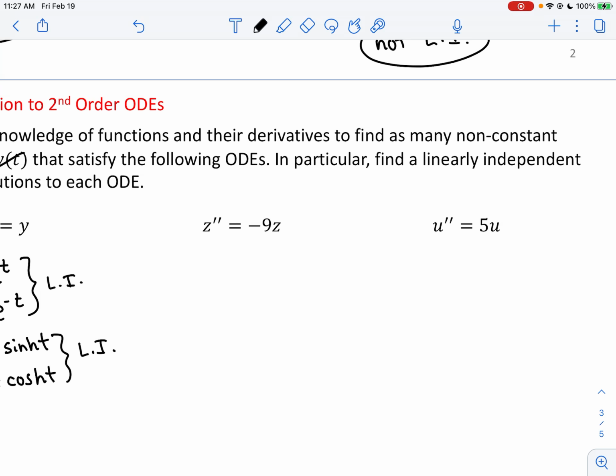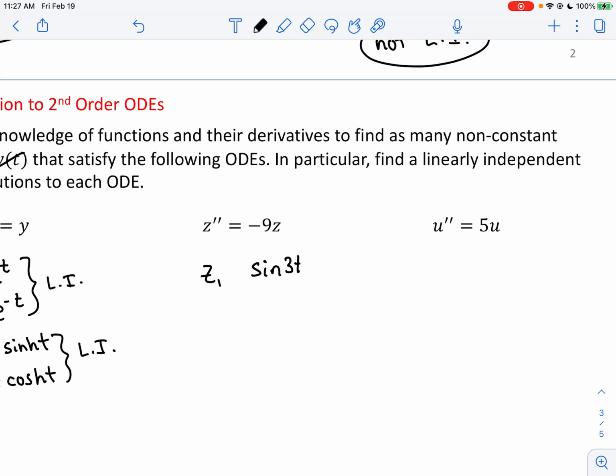Oh, the trig functions. Like what if z is equal to sine of t, for example? The derivative of sine is cosine, and the derivative of cosine is negative sine. So it gets back to sine, but it's the opposite. But now we got to get that 9 in place. If I put a 3t there, let's test this.